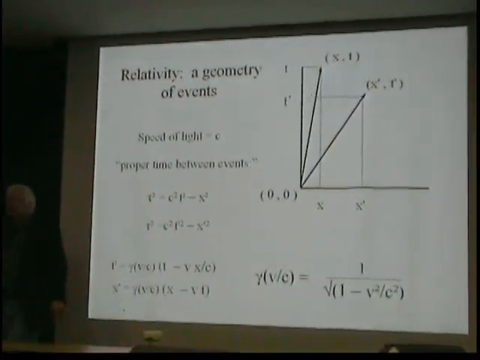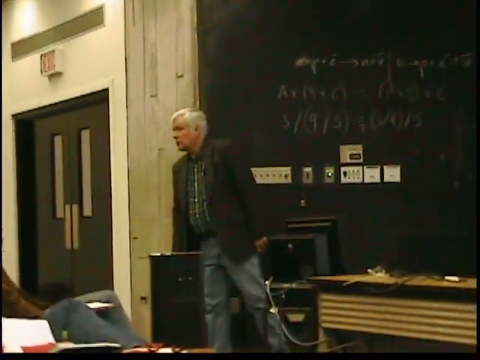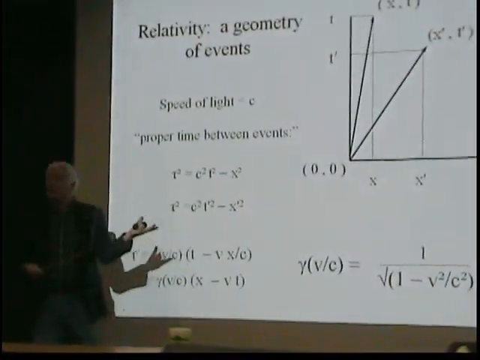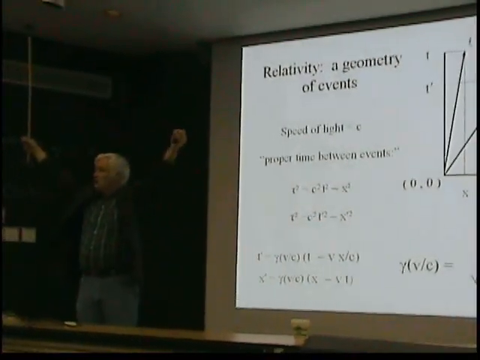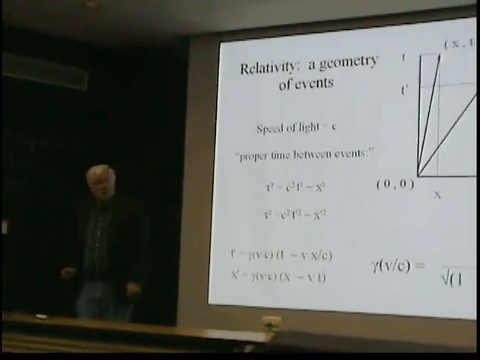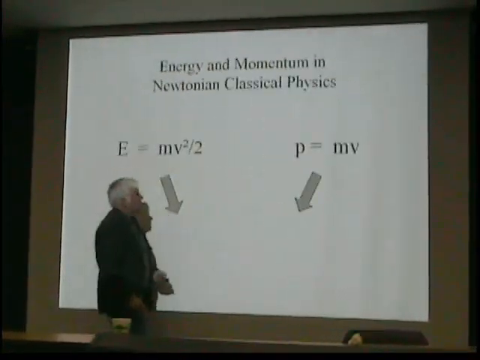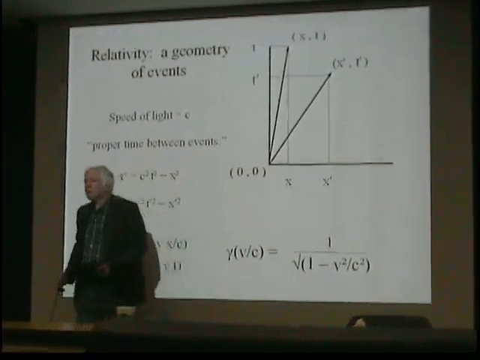And he said tau squared is c squared t squared minus x squared. And the reason he did that is for those events for which tau is zero. If tau is zero, that means c squared t squared minus x squared equals 0, which means x equals plus or minus ct. That's just the light going out at the speed of light. So if you have a flash bulb going off here, light will be emitted and move away at the speed of light.